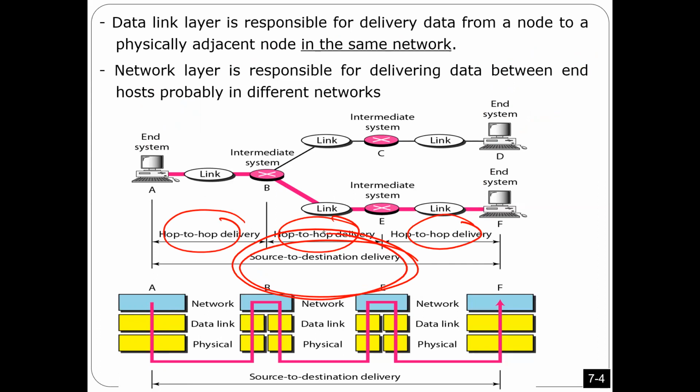So that's why I told you, only in this layer do I care about the delivery of the data to the computer. When it goes to the computer, layer number four will decide it should go to this application or that application and so on. Any questions?